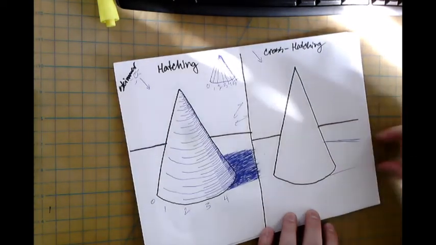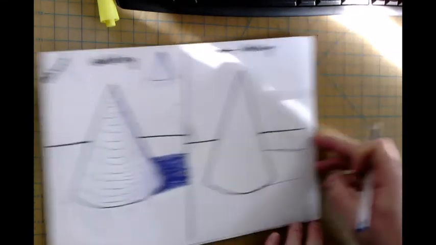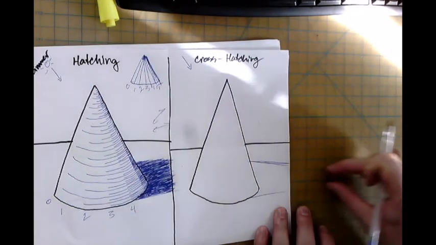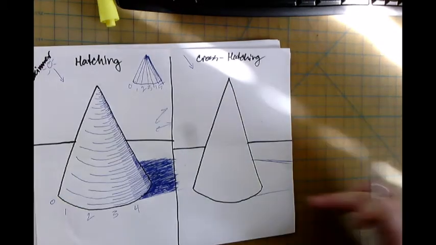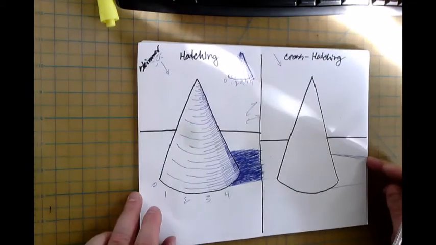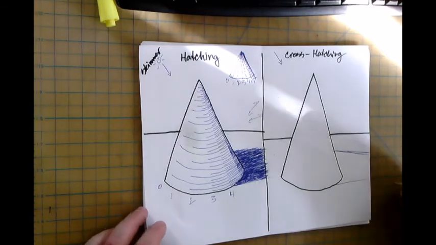So if you extended these lines out, they would meet somewhere over here, maybe, and that would be kind of the shape of the cone, and that's kind of what I'm trying to get at with the shadow over here. But whatever looks right to you. Not super worried about the shape of the shadow.